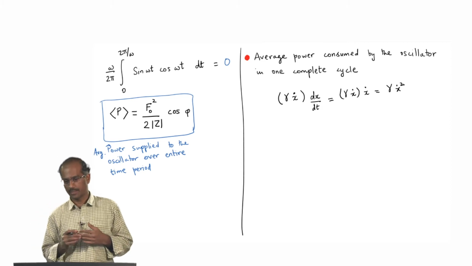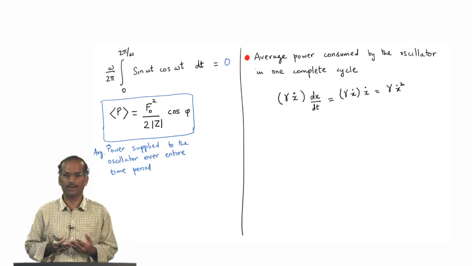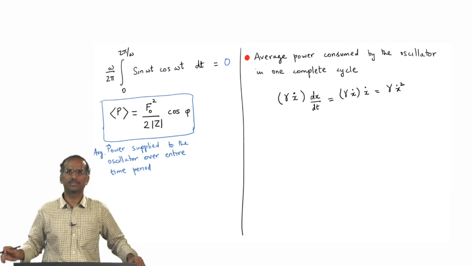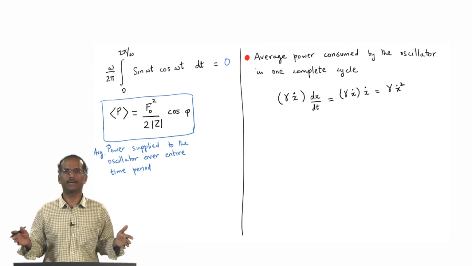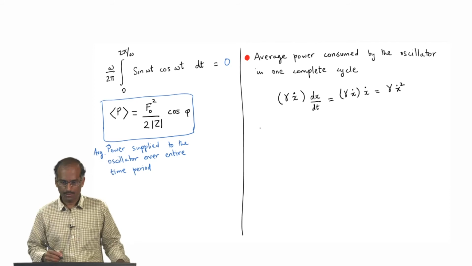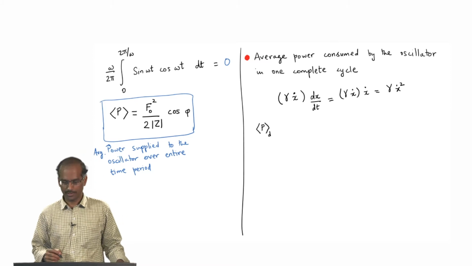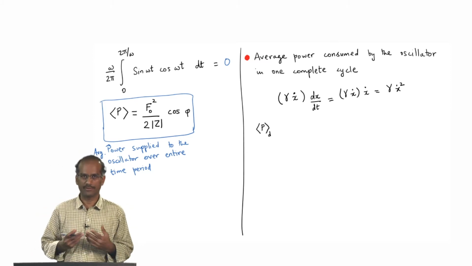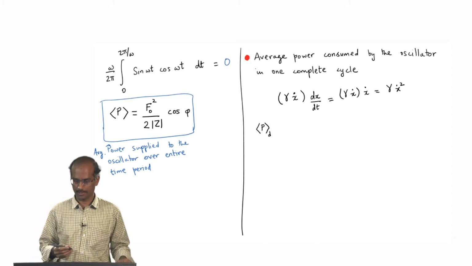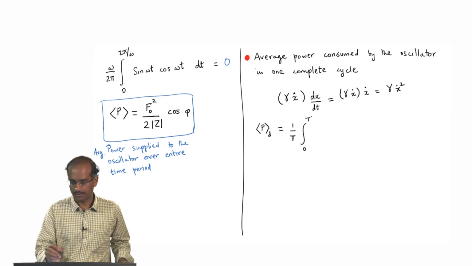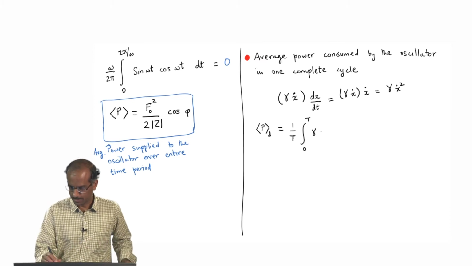So, what we have is an expression for again the instantaneous power that is consumed by the oscillator. We will do the same trick again. You compute this quantity over the entire cycle. Let me use the symbol average P with the d in the subscript to indicate the average power that is dissipated by the oscillator, and this would be again 1 over T, going from 0 to T, you integrate this quantity gamma x dot square dt.